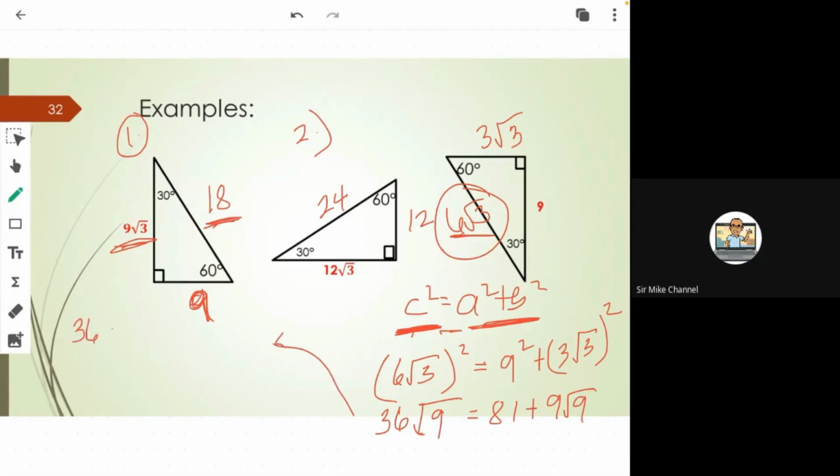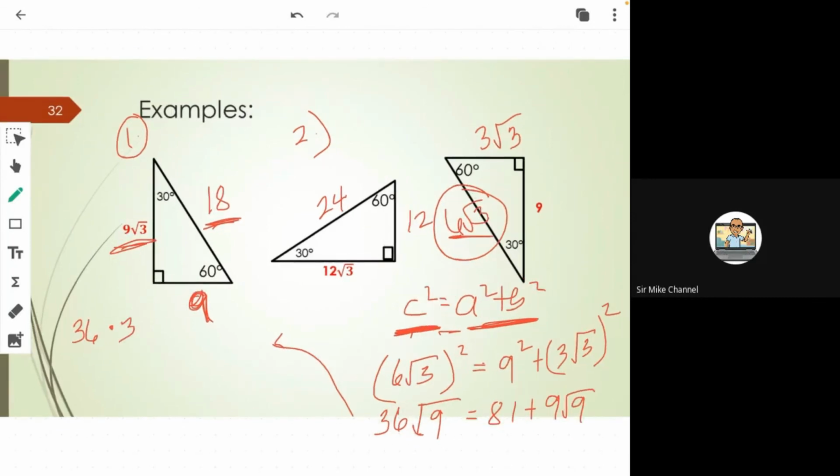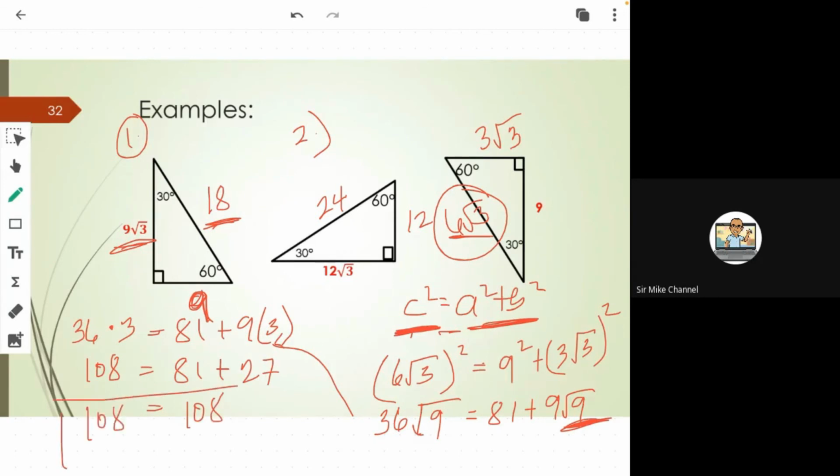Square root ng 9 is 3. Equal to 81 plus 9 times 3. 9 times 3 kasi square root ng 9, ito ay 3. So, 36 times 3, meron tayong 108. So, 81 plus 27, meron tayong 108, 108. So, if they are equal, ibig sabihin, tama yung sagot natin. Okay, so ang longer leg natin is 9, shorter leg natin is 3 square root of 3, and the hypotenuse is 6 square root of 3.